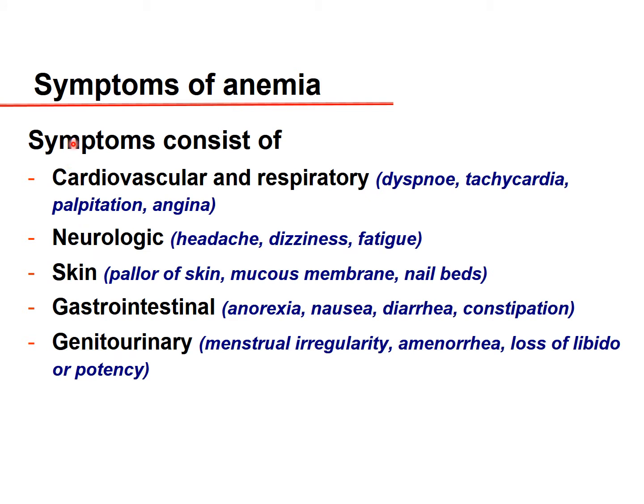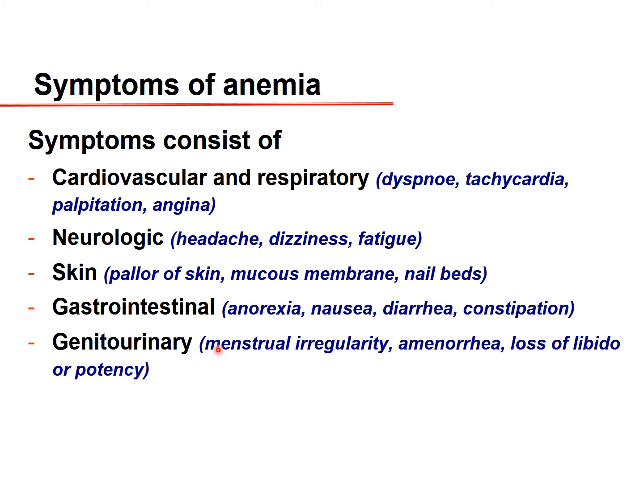Now, let's talk about what kind of organ manifestations the symptoms can have. First of all, it can be cardiovascular and respiratory symptoms, such as dyspnea, tachycardia, palpitation or angina. Neurological symptoms, such as headache, dizziness, or fatigue, or what you can see on the skin, pallor of skin, mucous membranes, nail beds. But there are also some gastrointestinal symptoms, such as anorexia, nausea, diarrhea, or constipation.